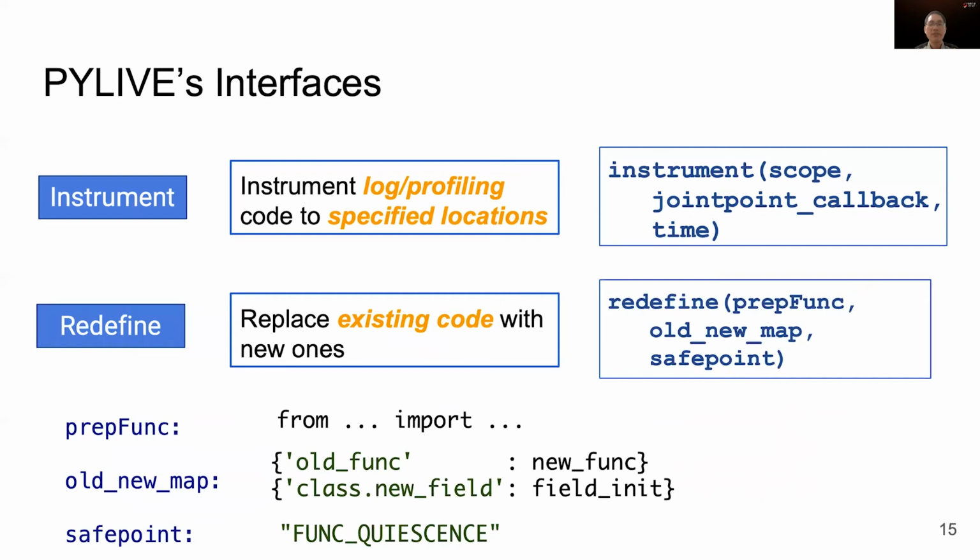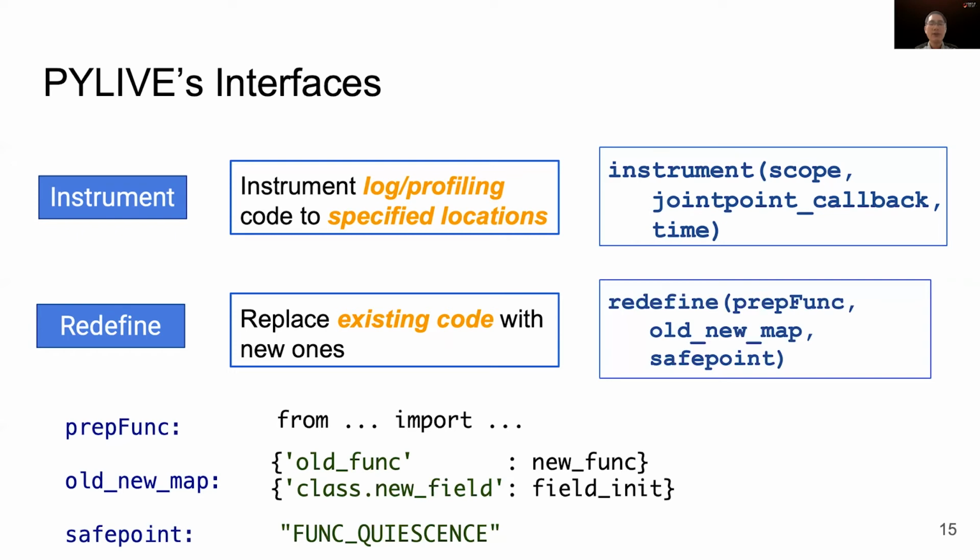Next, we have the redefine interface. It is for code changes that replace the definitions of existing functions and data structures with new ones. To perform such changes, engineers use the following interface.